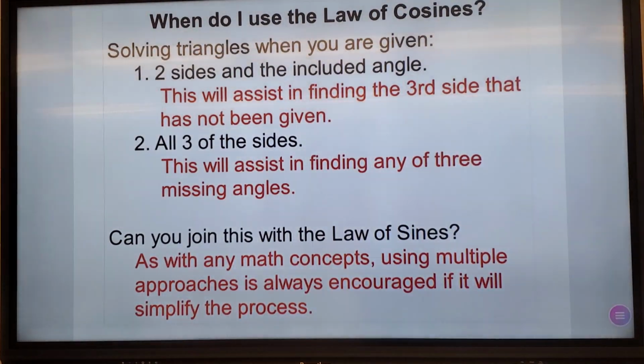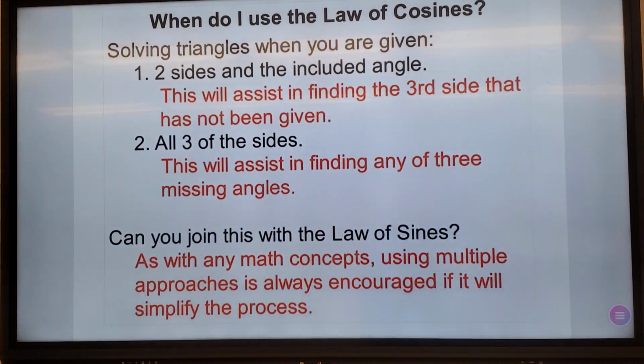Okay, you use law of cosines to solve triangles when you're given two sides and the included angle. Again, this is a corner of the triangle. This will assist in finding the third side that we've not been given. The second setup that I can give you is, again, all three sides.